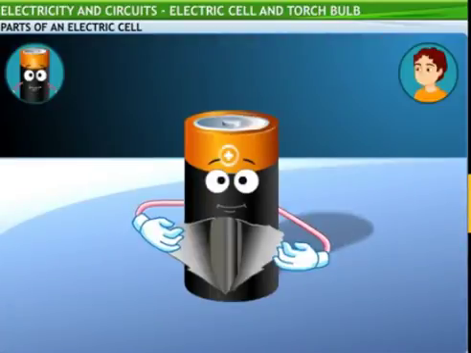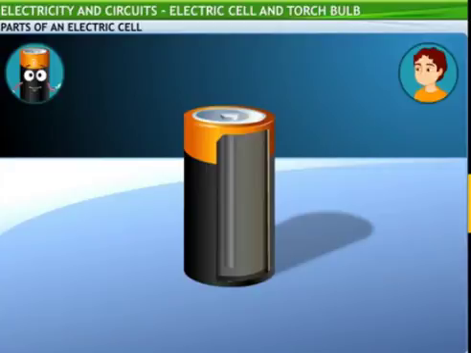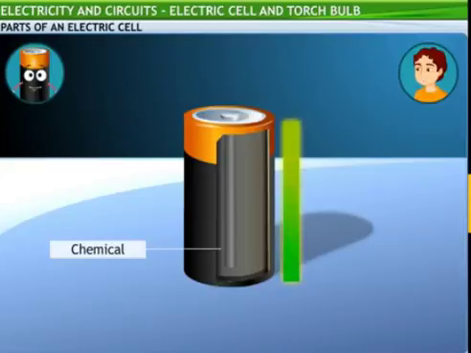Now take a look inside. Do you see that dark powdery stuff? That's the chemical inside me. This chemical helps me provide electricity to the device I'm connected to. Oh, and what happens when the chemical gets over?